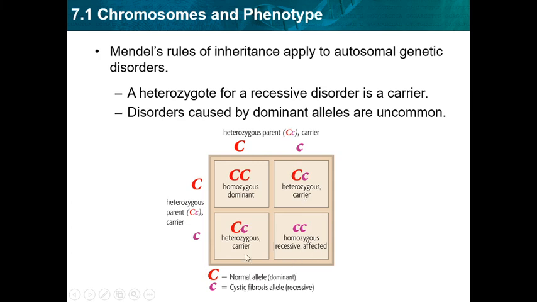This one is a recessive cystic fibrosis. This one will be affected, or this one will have the cystic fibrosis or the disorder. This one will be healthy, and these two will be healthy also, but they are carriers, meaning if they get married, there's a possibility that they will have a child that has cystic fibrosis.